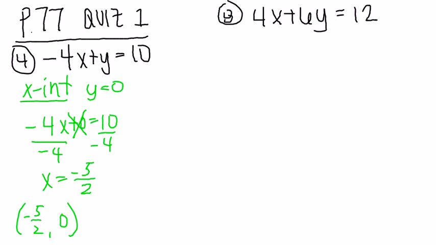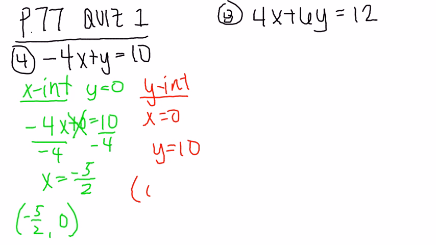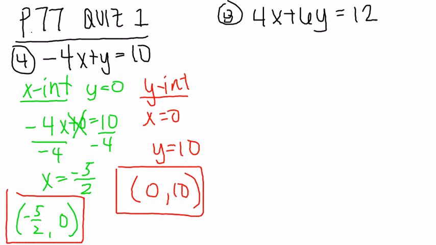Now, what about the y-intercept? Well, the y-intercept, you can do the same thing. Set x equal to 0 this time. And if x is 0, you get y equals 10, and there's nothing there to do. So you got it. The y-intercept would be 0, 10. And for number 4, there's your y-intercept, and there's your x-intercept, and you're cruising through 1 to 4. How about 5 to 8?